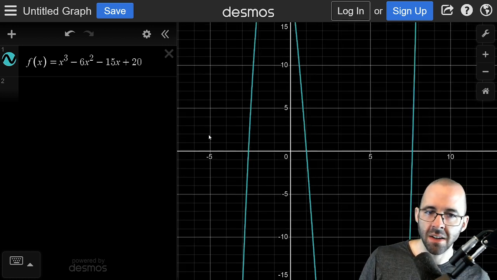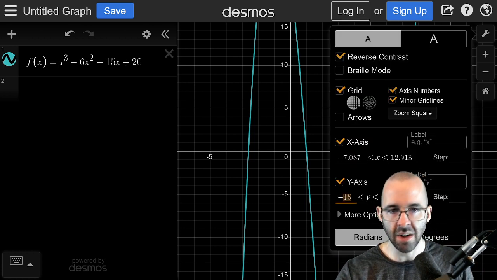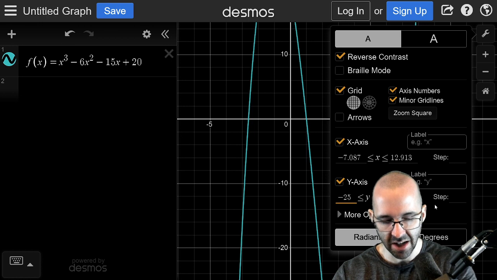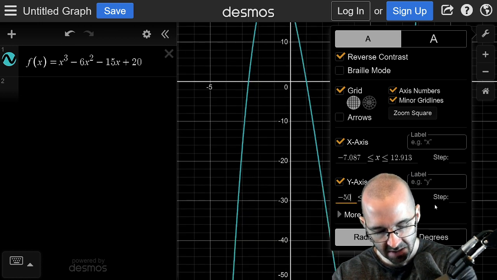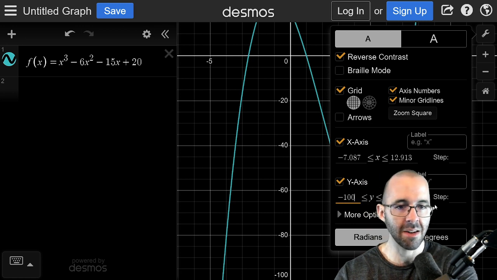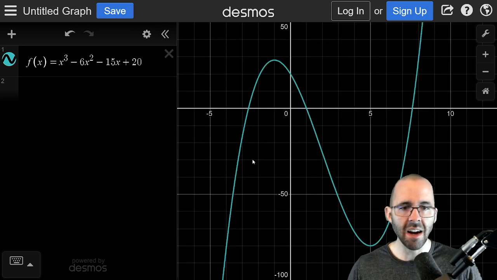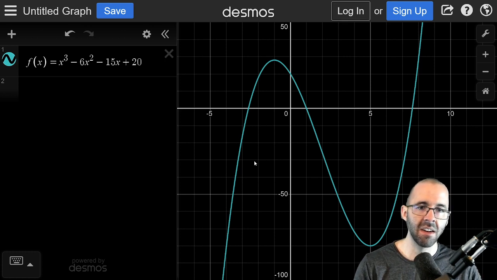Okay, that's a little better. We need to see more y's. So let's go down to -25. Still not enough. Let's go down to -50. Still can't see the bottom. -100. Now we can see the bottom. Let's say +50. Okay, so you're going to have to guess and check, right?